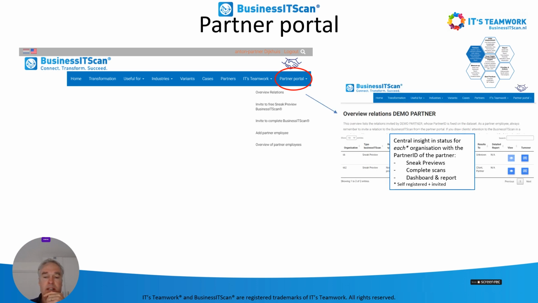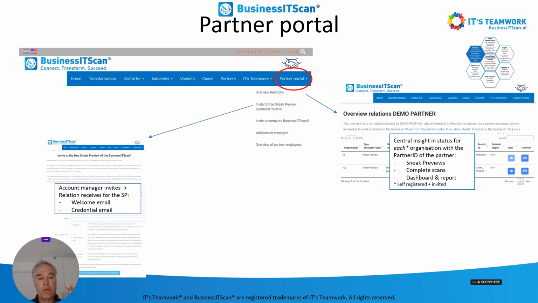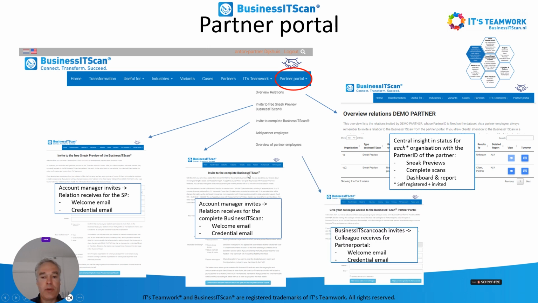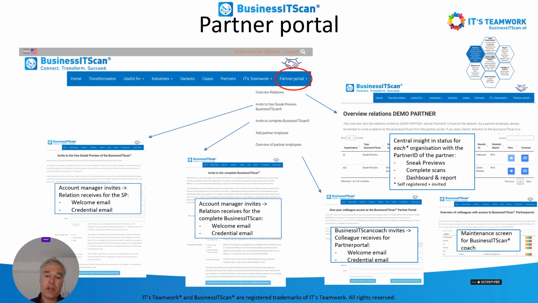The partner portal gives insight in the status of the various relations of the partner. The partner portal has the facility to invite stakeholders' relations into the sneak preview of the Business IT Scan. The partner portal also has the possibility to invite relations to the complete Business IT Scan, and the Business IT Scan coach, who has been trained within the partner company, has the possibility to invite his colleagues. And of course, there is a possibility to maintain the partner colleague data.